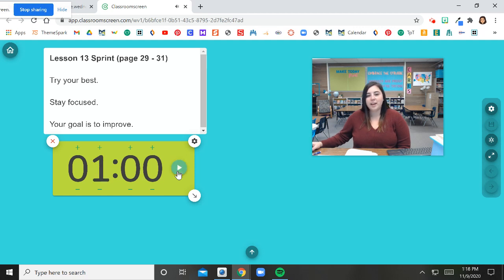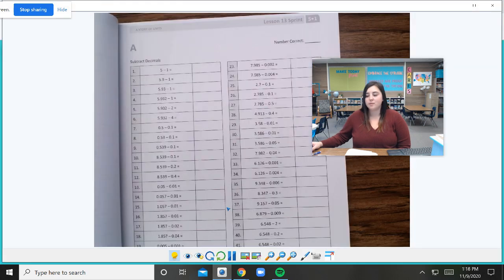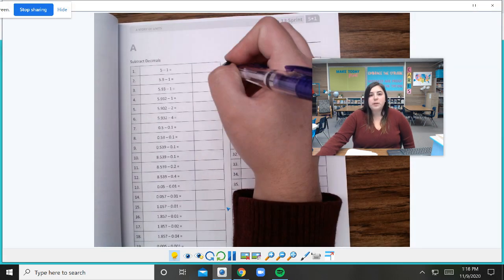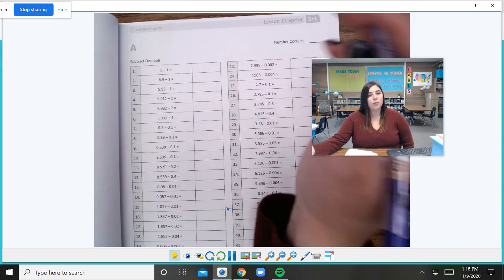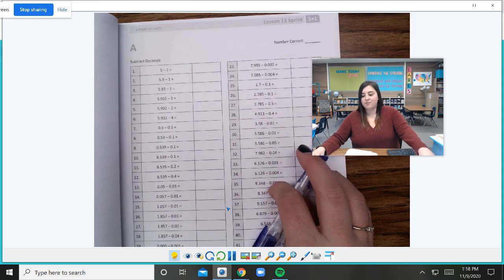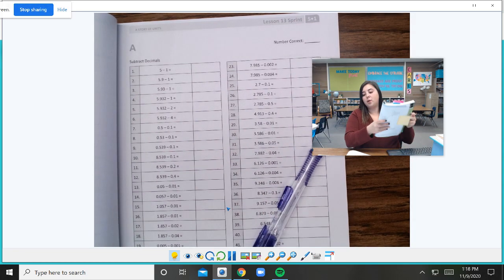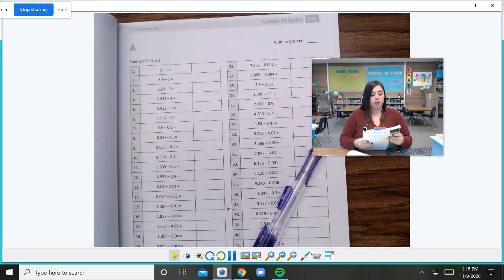All right, put an X under the last problem you were able to solve and let's correct. So remember, you're just going to put a check if you got it incorrect, and you won't do anything if you got it correct. Starting on number 1. 4, 4.9, 4.93, 4.932, 3.932, 1.932.